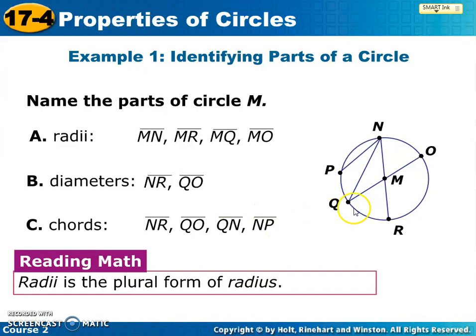But there are more chords. Another chord is Q to N. If you notice Q to N here, it does not go through the middle point, but that's okay. A chord does not have to go through the middle. You could reverse it and say segment NQ. And then the last one here is segment NP or segment PN. So this chord right here. So there's 4 chords on that item there.